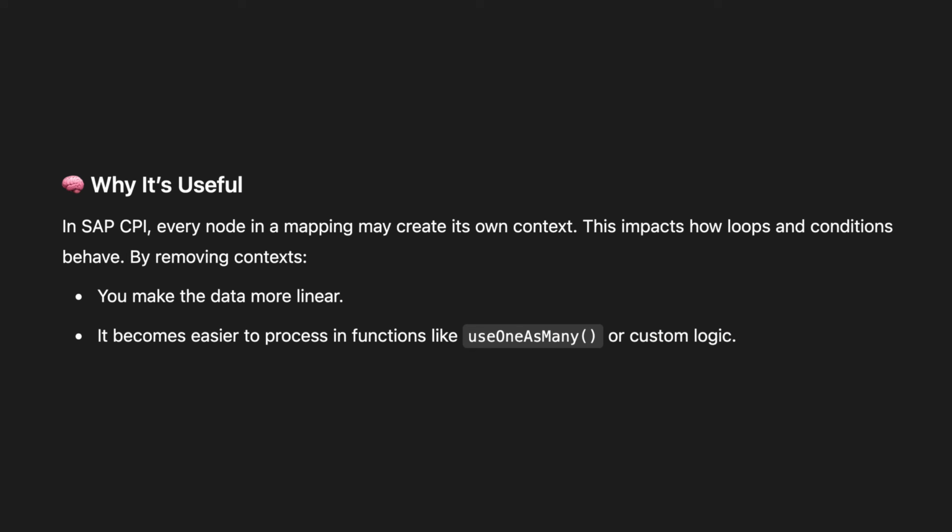So why is it useful? By using the removeContext function, you can flatten the structure, which means you make the data more linear. And when you want to use the one as many function, you can use the removeContext function as a prerequisite.